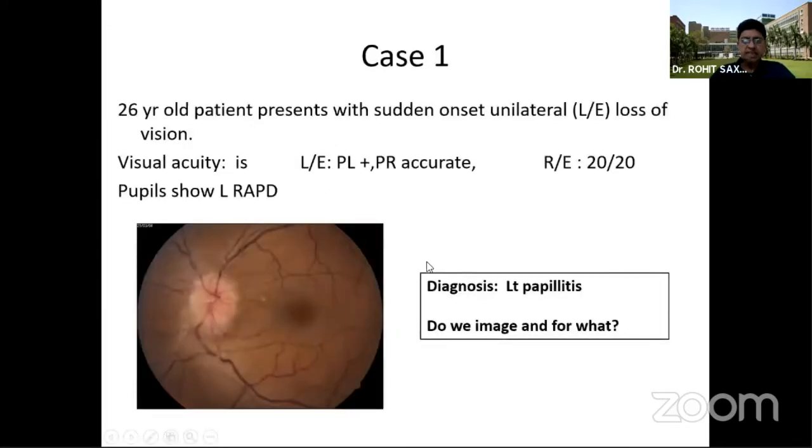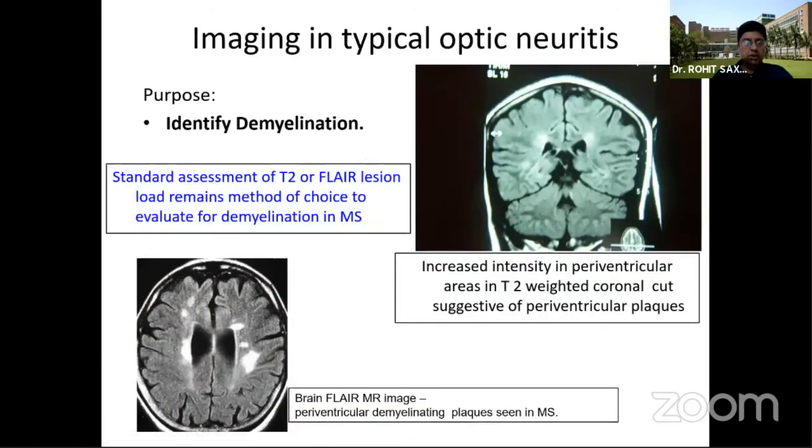This was a patient who presented with sudden onset unilateral loss of vision. The other eye was normal, left papillitis. Do we image, and for what? Not only are we imaging for space occupying lesions, MRIs now are indicated specifically in all patients of optic neuritis, in which you want to rule out or suspect multiple sclerosis.